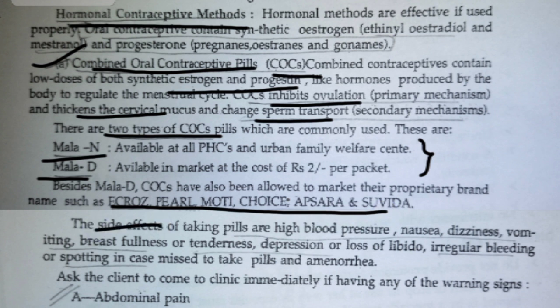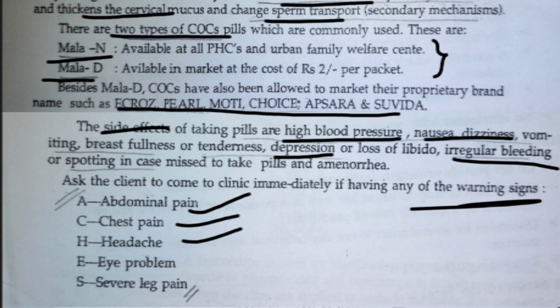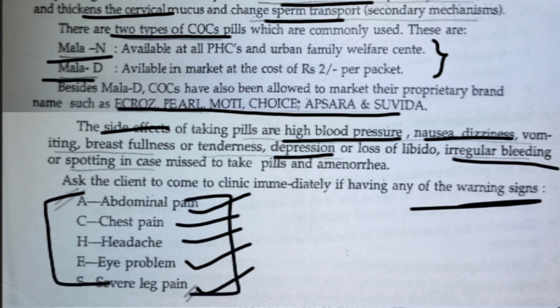What are the side effects of these pills? First, it can increase blood pressure, and cause nausea, vomiting, dizziness, and in some patients, not very rarely, depression is seen, and irregular bleeding is also seen. If you find any kind of side effects, you need to visit the doctor. And mainly, if you see any of these warning signs, you need to visit the doctor immediately. First is abdominal pain, chest pain, headache, eye problem and severe leg pain. If you see these symptoms, immediately visit the clinic nearby.